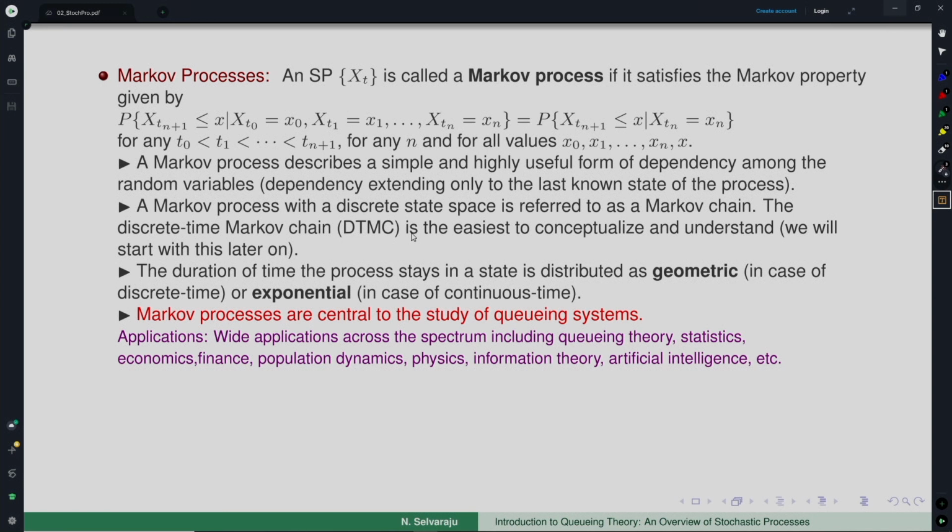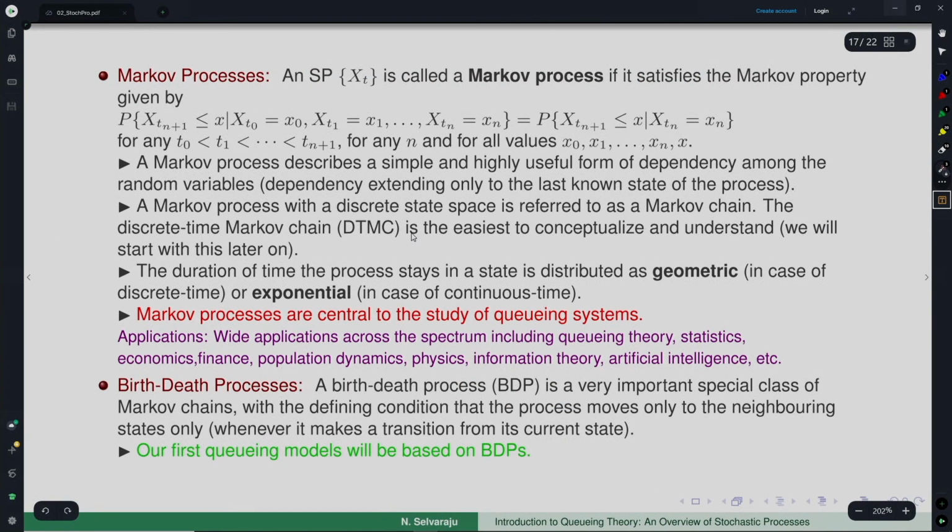Markov processes are central to the study of queuing systems. They have wide applications in a wide spectrum of areas including queuing theory, statistics, economics, finance, population dynamics, physics, information theory, artificial intelligence, etc. Now, the birth-death process is a very important special class of Markov chains or Markov processes, where the transition takes place only to the nearest neighbors.